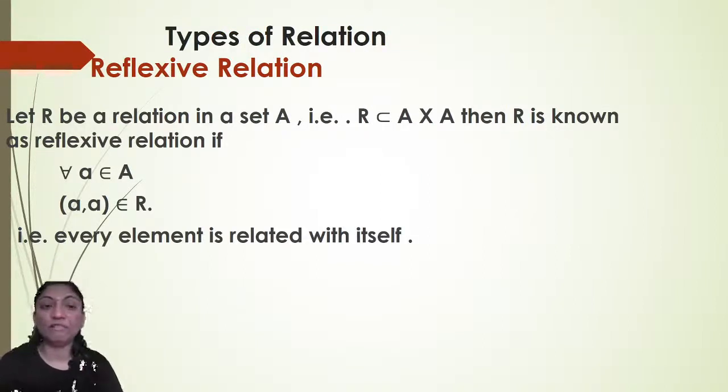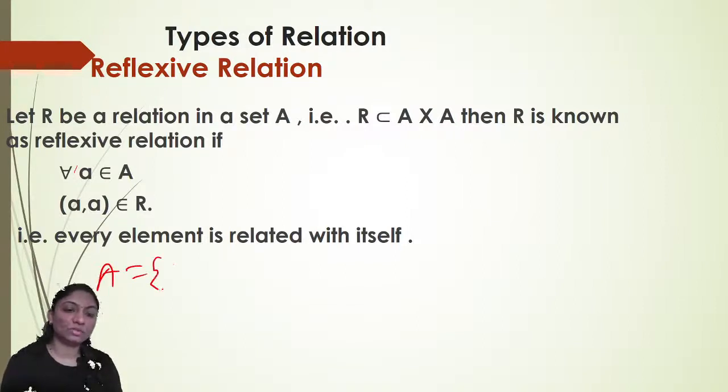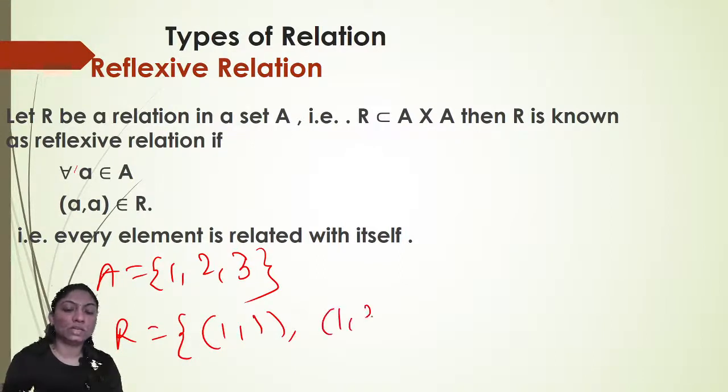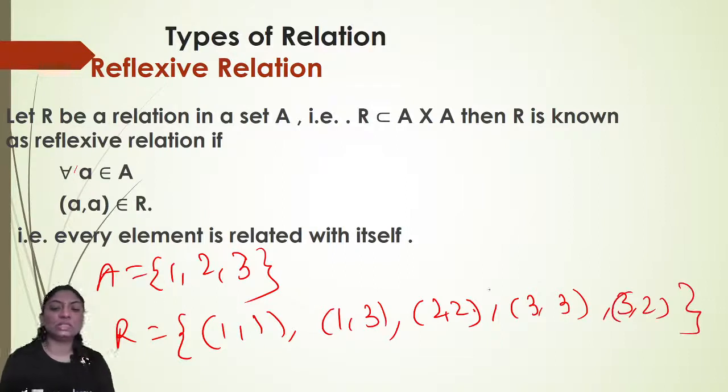First, very important, that is reflexive relation. Let R be a relation in a set A, that is R is a subset of A cross A. Then R is known as a reflexive relation if for all a belongs to A, the ordered pair (a, a) belongs to R. That is, every element is related with itself. Suppose A is equal to {1, 2, 3}, then R is given as (1, 1), (1, 3), (2, 2), (3, 3) and (3, 2). So this relation R is reflexive as every element is related with itself.